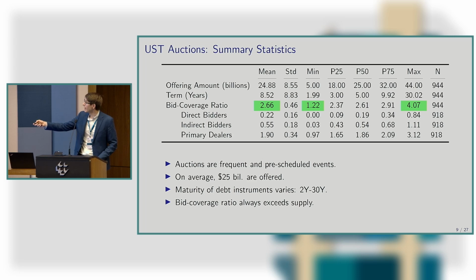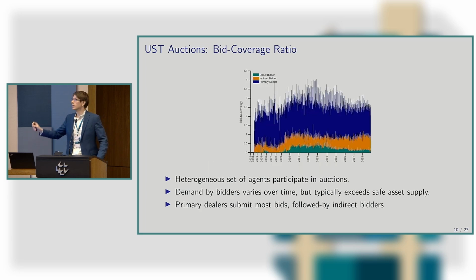But as you see, the average is 2.66. So on average, demand is 1.66 higher than what is actually offered. And even the smallest value for bid coverage ratio is exceeding the value of 1. The Treasury makes available data for aggregated groups of the different people trading at these auctions.